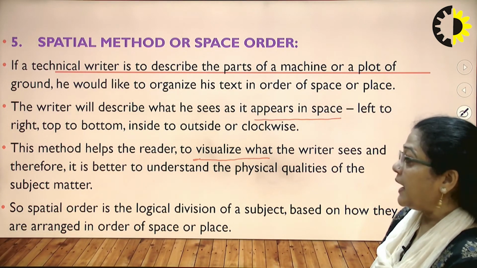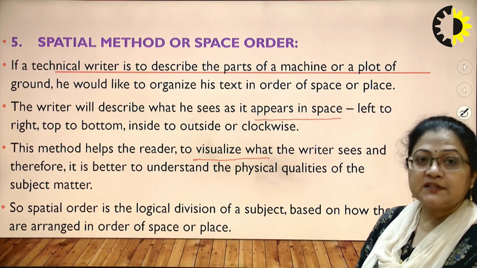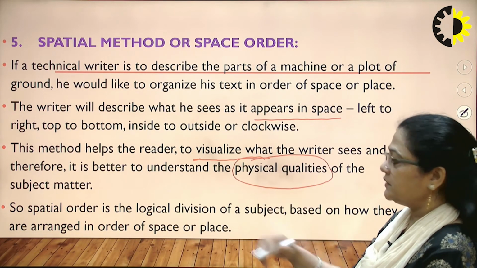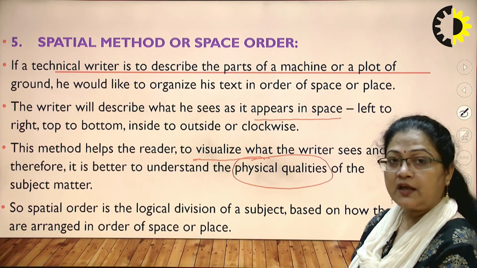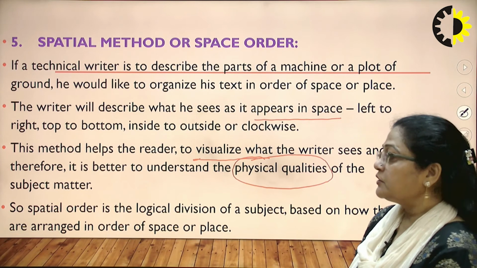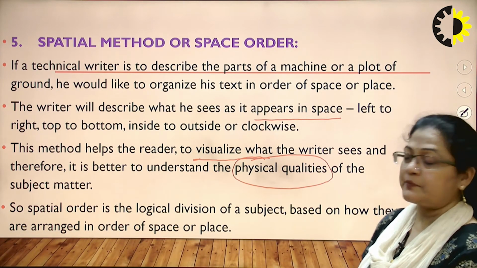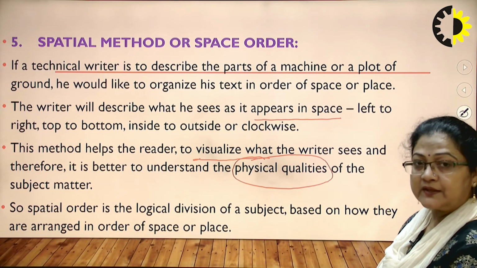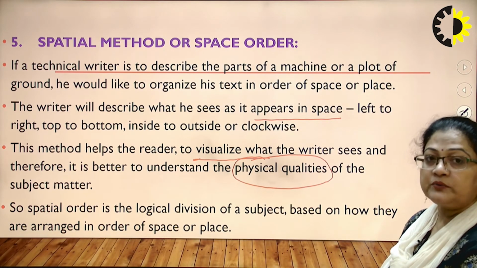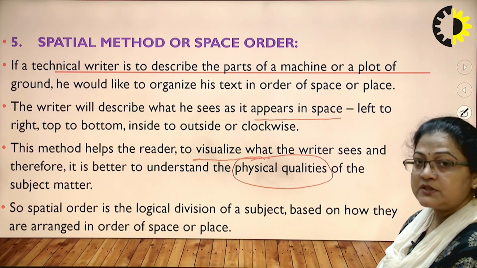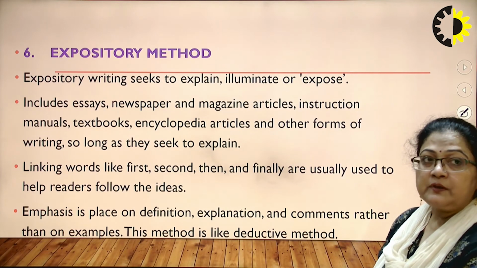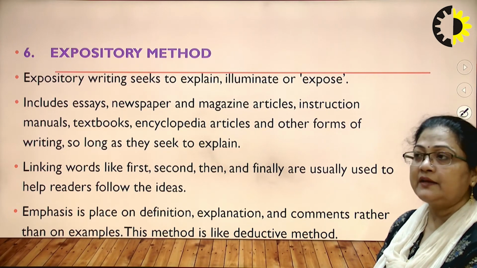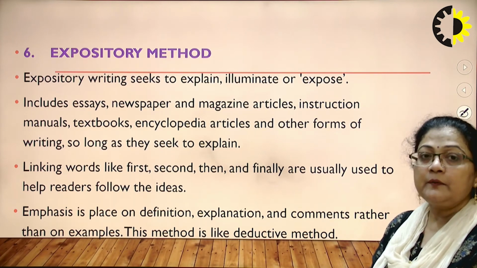Okay. And therefore, it is better to understand the physical qualities of the subject matter, means here you pay attention to the physical quality, the visuals, what you can see with the help of your sense of sight. Okay. So, spatial order is a logical division of the subject based on how they are arranged in order of space or place. So, spatial is related to how things or object or some arrangement appears, right. For example, you can take example of the description of some machine or whatever, when you find that you are actually seeing the thing along with the writer.